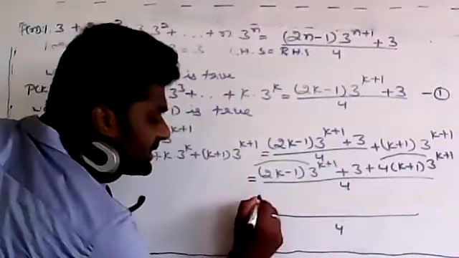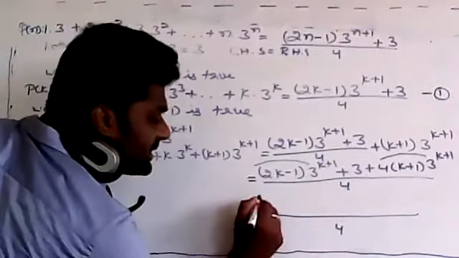If we take the laws of indices, we know that a to the power of m into a to the power of n is what? a to the power of m plus n. Correct or not? So in this, 3 to the power of k plus 1 into 3 to the power of 1, no? I have to add the powers. We'll get what? 3 to the power of k plus 2 into 2k plus 1 plus 3 divided by 4. You can check the answer.